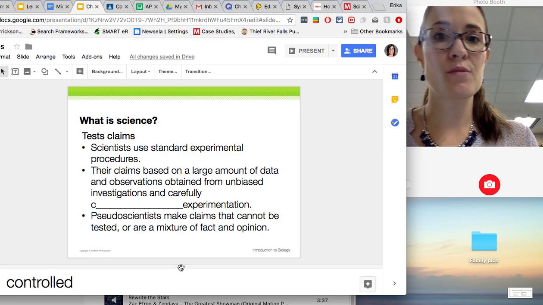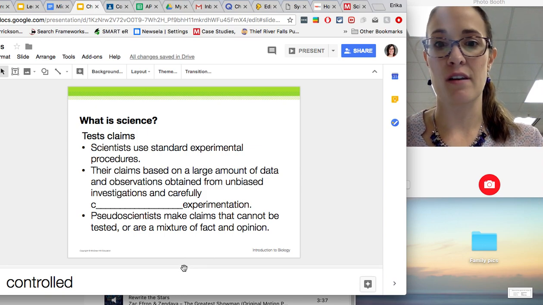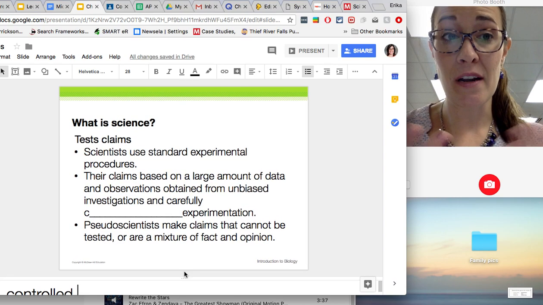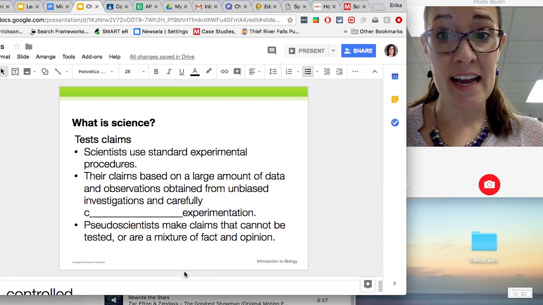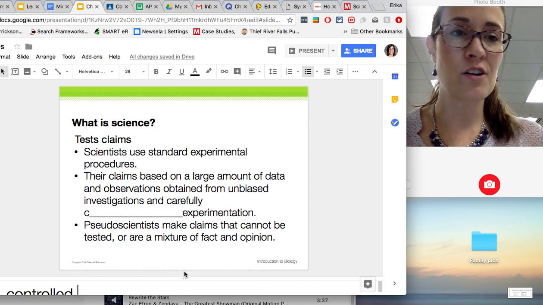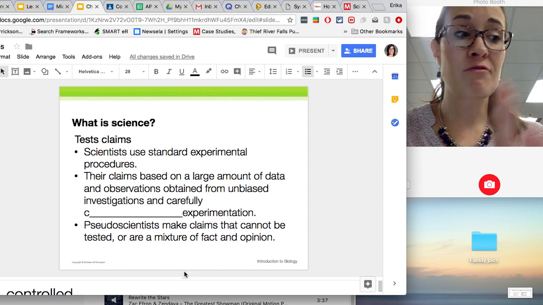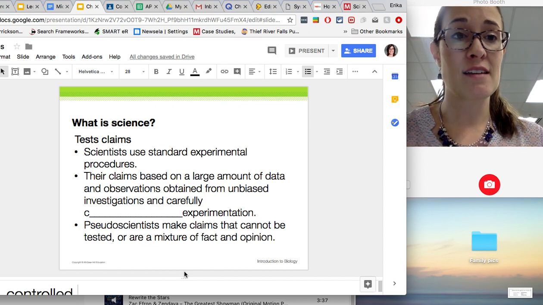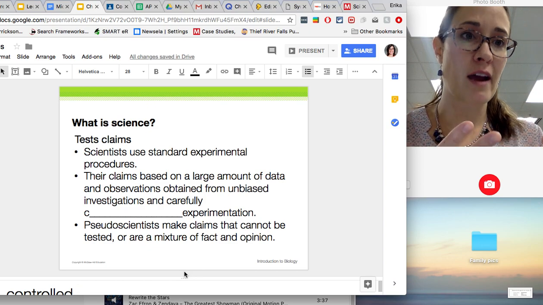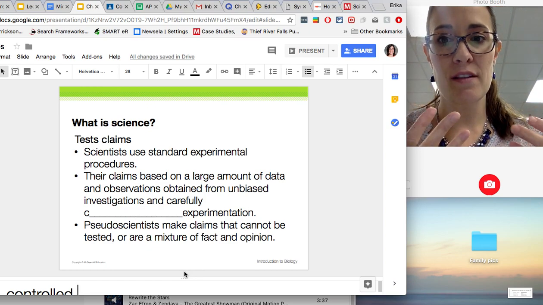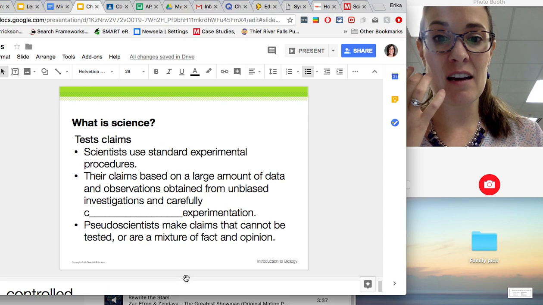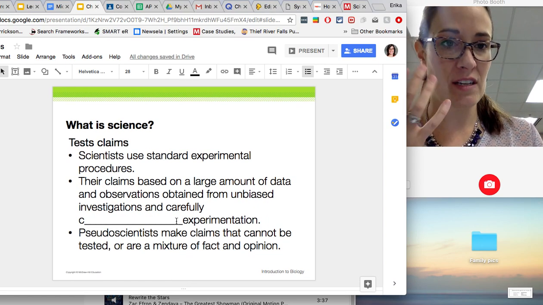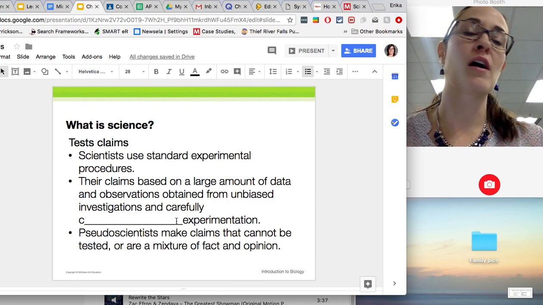Scientists use standard procedures, okay? So they're going to make observations, make a hypothesis, set up an experiment, collect the data, a large amount of data, large amount of observations, make that finding more credible. And it's going to gather from unbiased investigations, and it's going to be careful. It's going to be documented what is done. Okay, so, and if it's a well done research, it's controlled experimentation, controlled for outside factors.